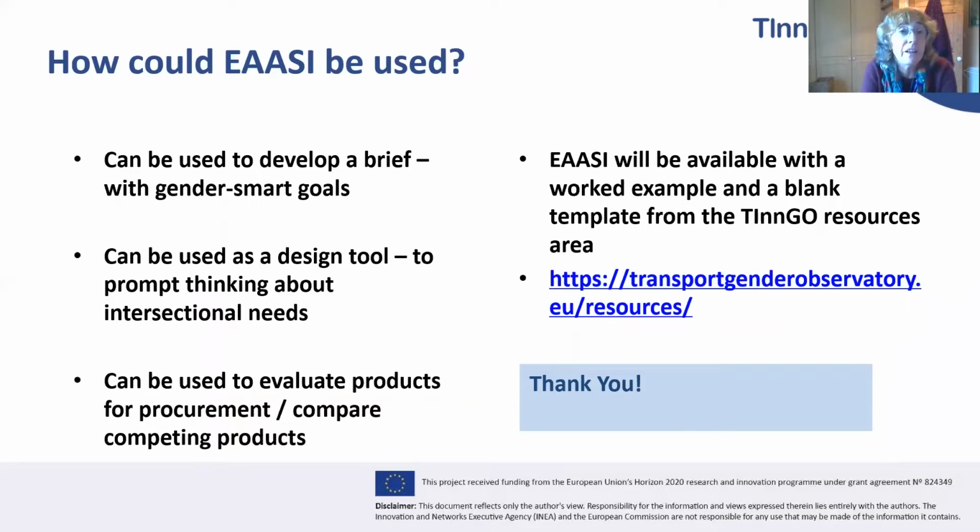Just to summarize then, how could it be used? We think it can be used to develop a brief with gender SMART goals. We think it can be used as a design tool to prompt thinking about intersectional needs. We think it could be used by evaluators, buying products, comparing competing products. Perhaps the local authority could use it as a checklist when they're thinking of purchasing a new solution. So there are different ways it can be used.